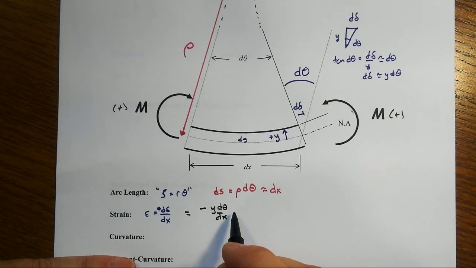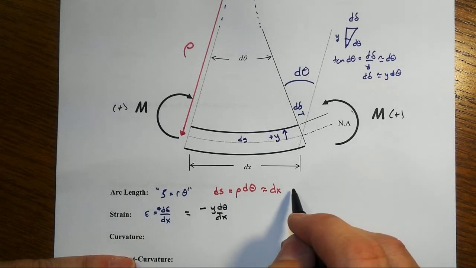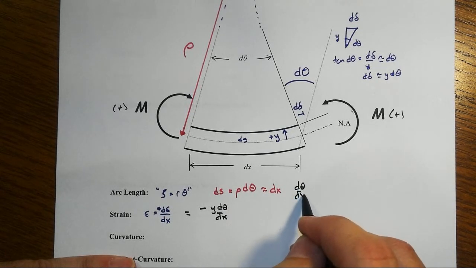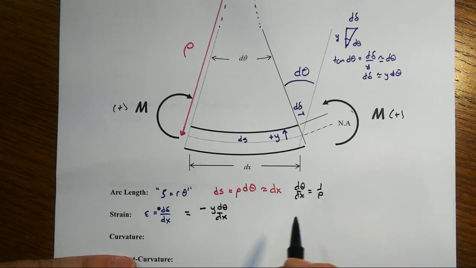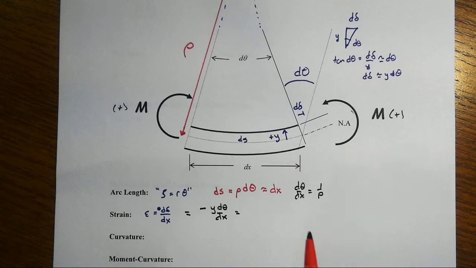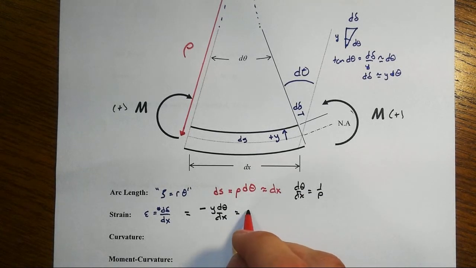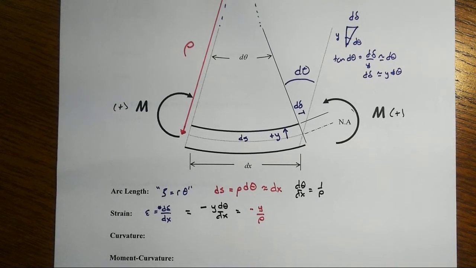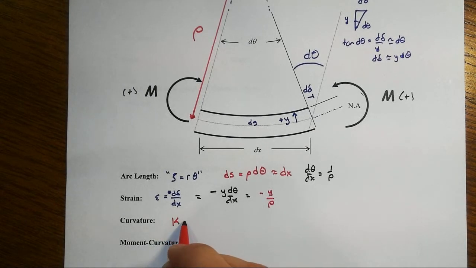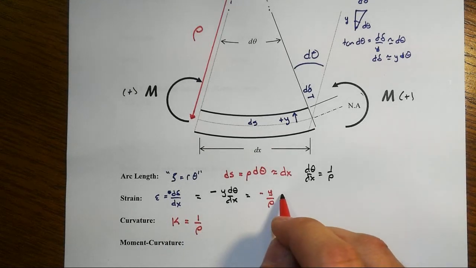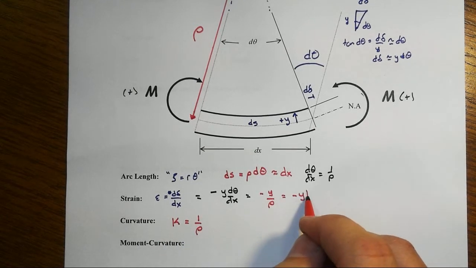All right, well, we're going to take this even further, because up here now we have d theta over dx is equal to 1 over rho. Take that over there. That's how we got that. Substitute that in, and we get a pretty important equation which says that the strain is equal to minus y over rho. And that's a critical one. Nice and simple looking. Now curvature, remember, we said that was the same thing as 1 over the radius of curvature. And so that means that the strain is equal to minus y times kappa.